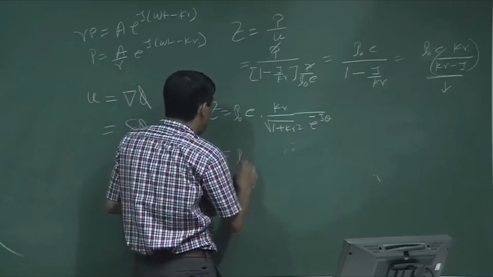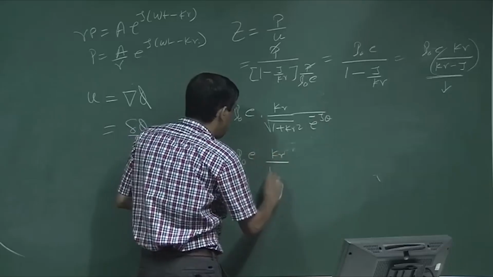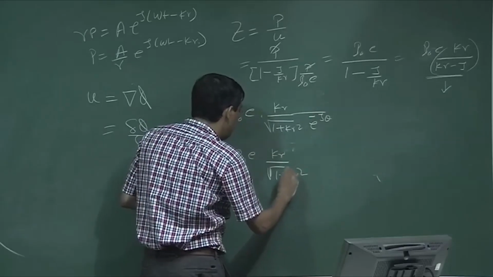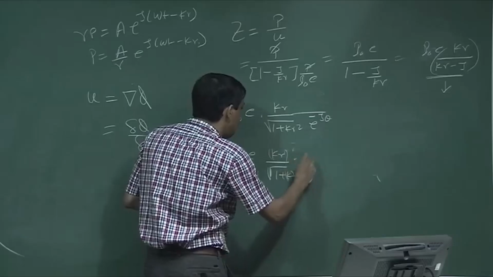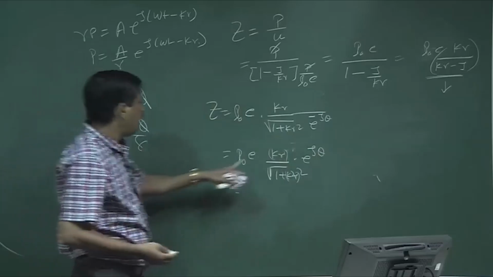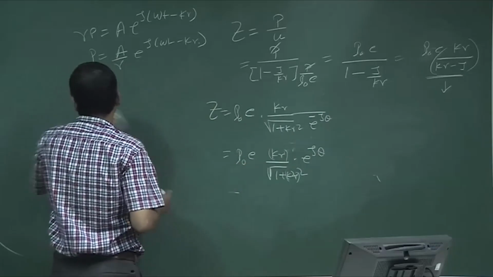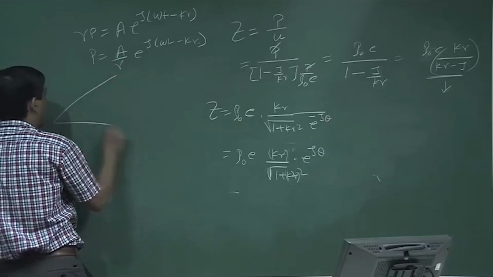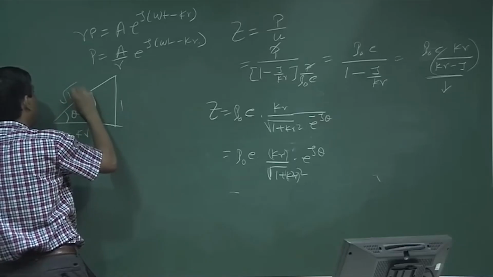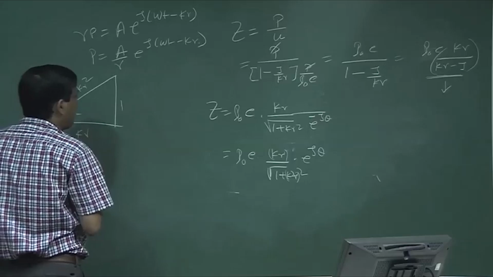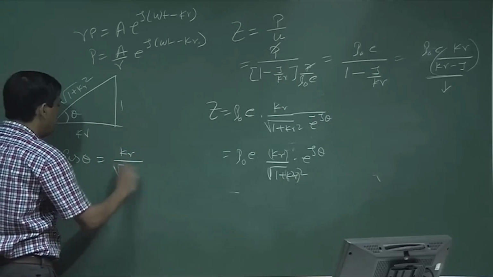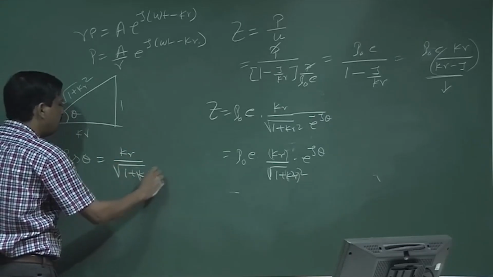Same thing I can write as rho 0 C k r by root over 1 plus k r square into e to the power j theta. Minus becomes plus when it goes up. Now, what is k r by root over 1 plus k r square? We have drawn that triangle this way: this is theta, this is 1, this is k r, and this is root over 1 plus k r square. So what is cos theta? Cos theta is nothing but the base divided by root over 1 plus k r square.